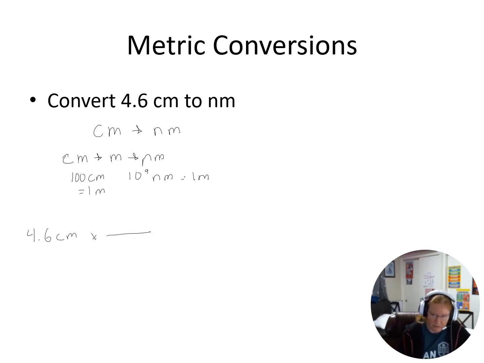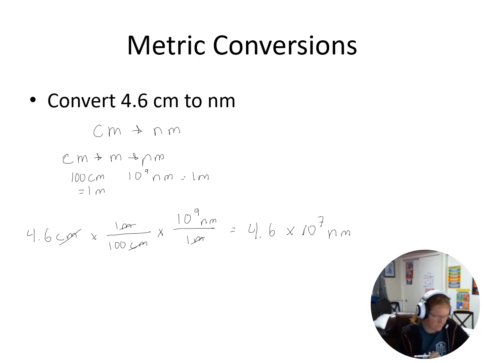We need centimeters on the bottom, so I'm going to do 100 centimeters on the bottom and 1 meter on the top. And then here I want nanometers on the top and meters on the bottom. So I'm going to do 10 to the 9th nanometers in 1 meter. Okay, so centimeters and centimeters cancel, meters and meters cancel. And I end up with 4.6 times 10 to the 7th nanometers. All right, so there's our first example.